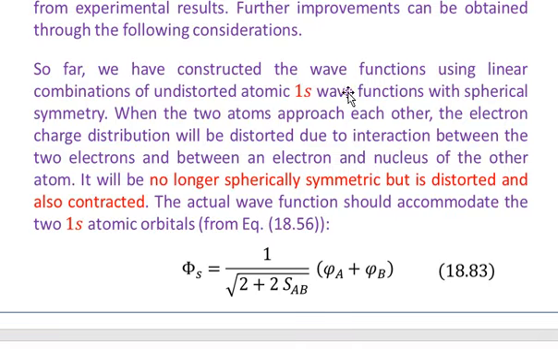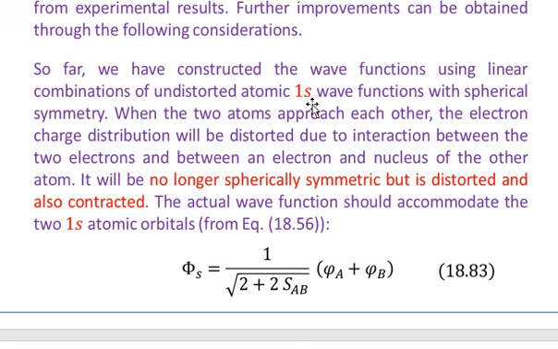So far, we have considered the wave functions using linear combinations of undistorted atomic 1s wave functions with spherical symmetry. When the two atoms approach each other, the electron charge distribution will be distorted due to interaction between the two electrons and between an electron and the nucleus of the other atom. It will be no longer spherically symmetric.